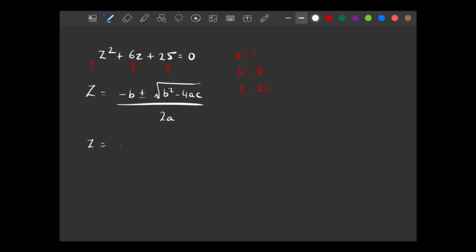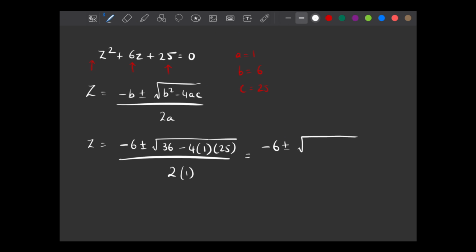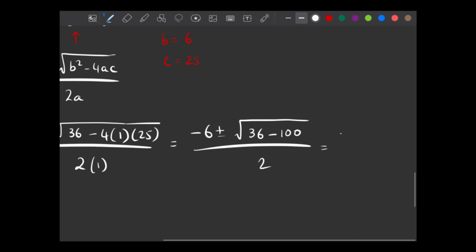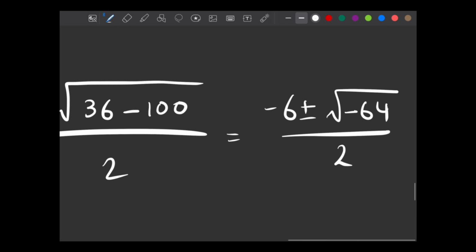So we have negative 6 plus or minus the square root of 6 squared, which is 36, minus 4 times 1 times c, all of that over 2 times a, which is just 1. So I'm going to simplify this bit. We have 36 minus 4 times 25. So that is 36 minus 100, which is the square root of negative 64. So we can see that our discriminant is negative.